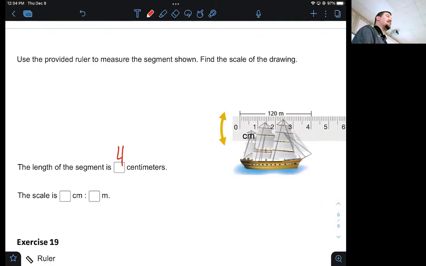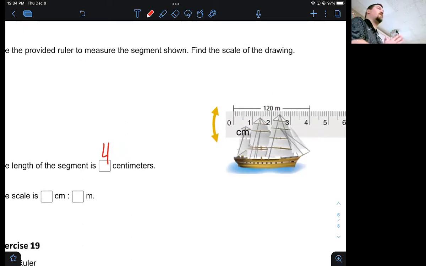Now we have to write a scale for this. For the scale, which of those measurements is the drawing measurement? Would you say the drawing of the boat is 4 centimeters or that the drawing of the boat is 120 meters? The drawing's 4. Okay, so 4 has got to be listed first.